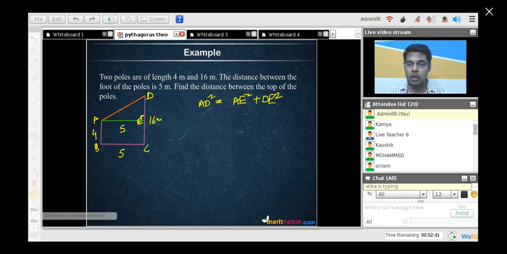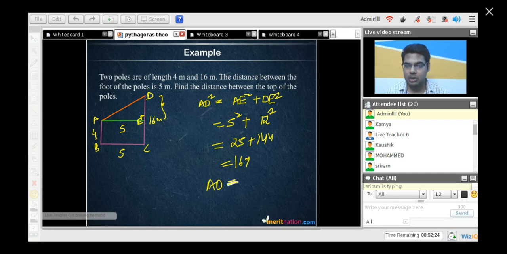Very good. All of you have already found it out. So AE is 5, square plus DE. DE is nothing but equal to 12. So 12 square. So it is equal to 25 plus 144, which is 169. So AD will be equal to 13 meters.